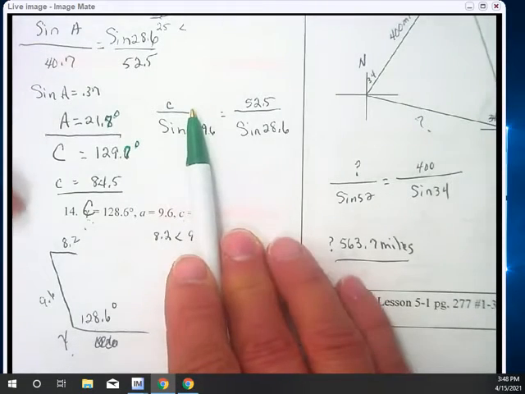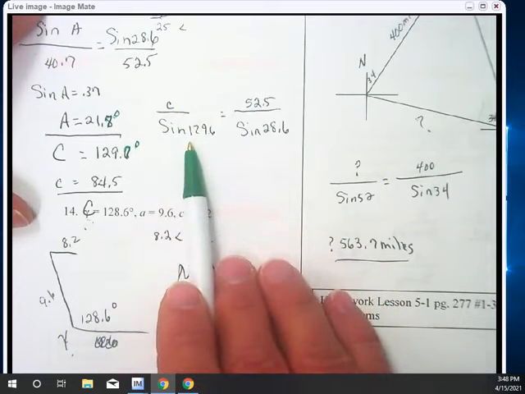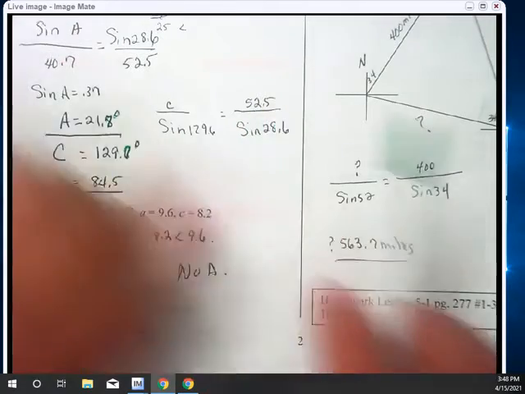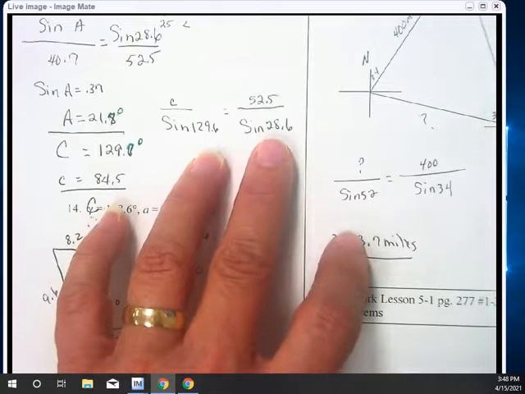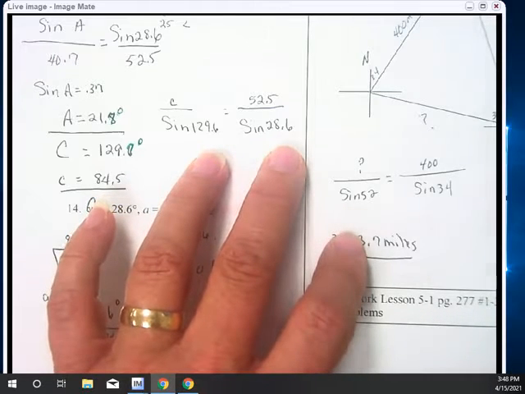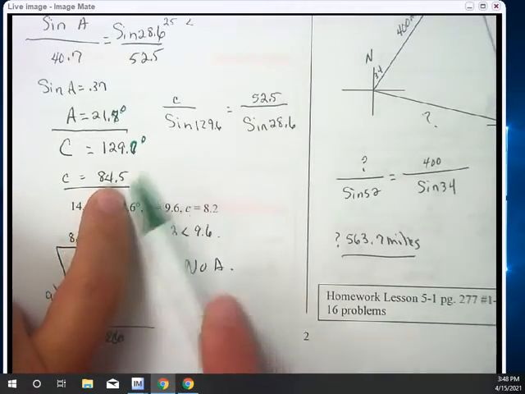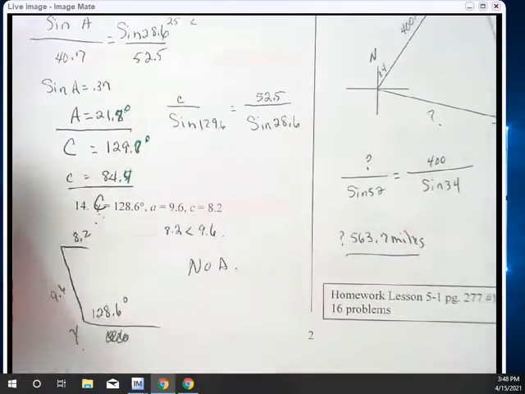Setting up my law of sines for the side C over the sine of that 129.7 is equal to 52.5 over the sine of 28.6. Cross multiplying, I am going to put in that 40.7 divided by the sine of the 28.6, and that's going to give me the 84.4 or 84.5, depending on which method you used.